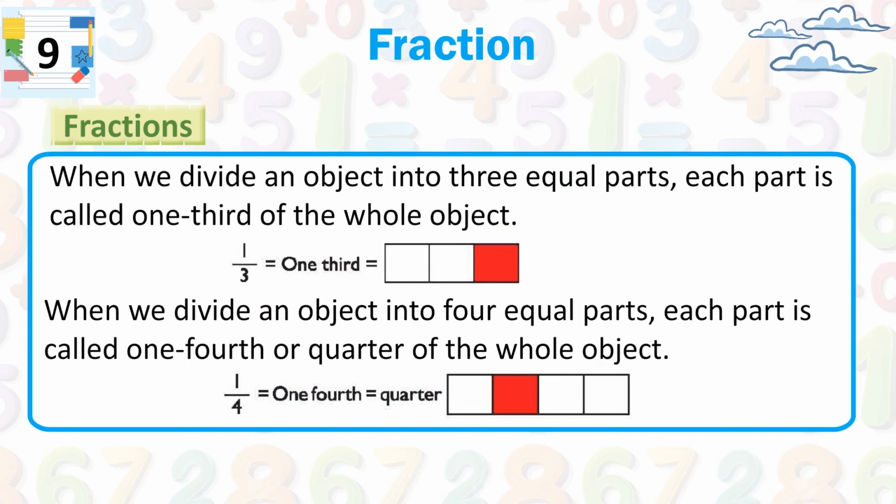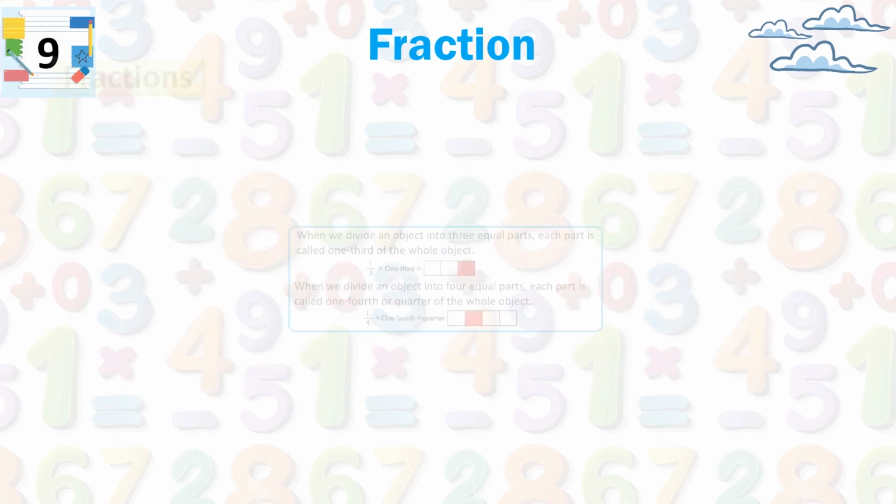When we divide an object into 3 equal parts, each part is called 1/3 of the whole object. When we divide an object into 4 equal parts, each part is called 1/4 or quarter of the whole object. 1/4 is equal to quarter.